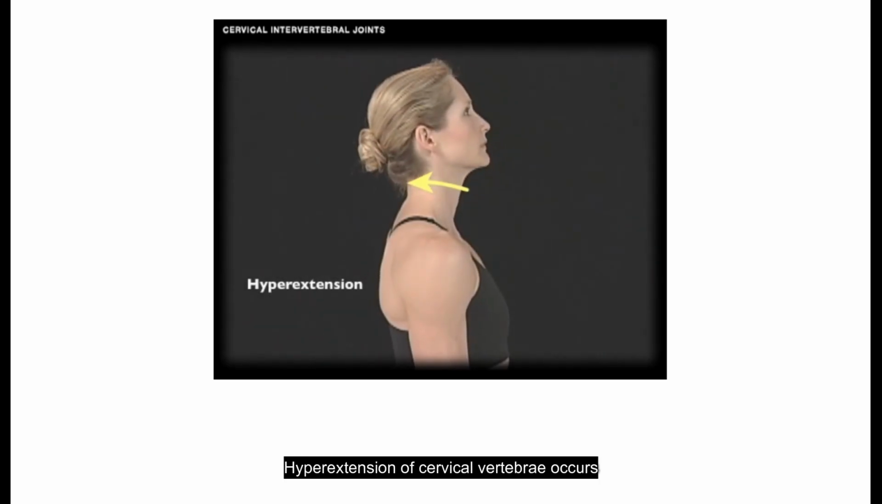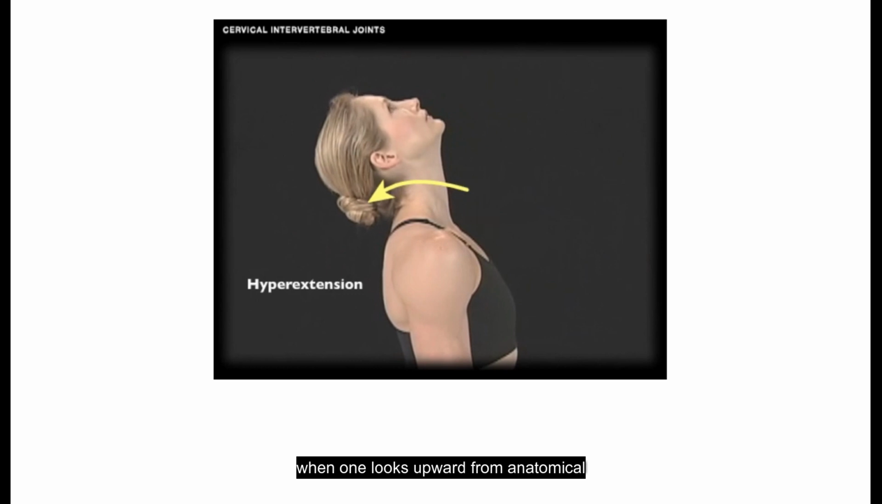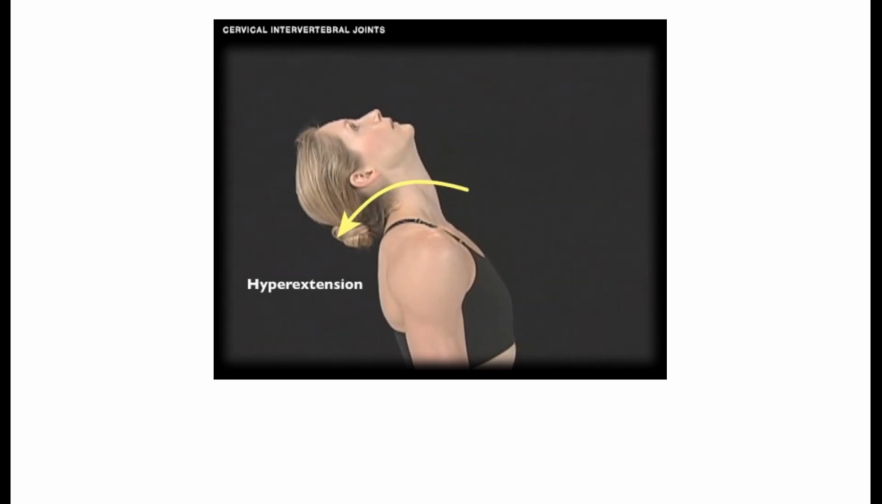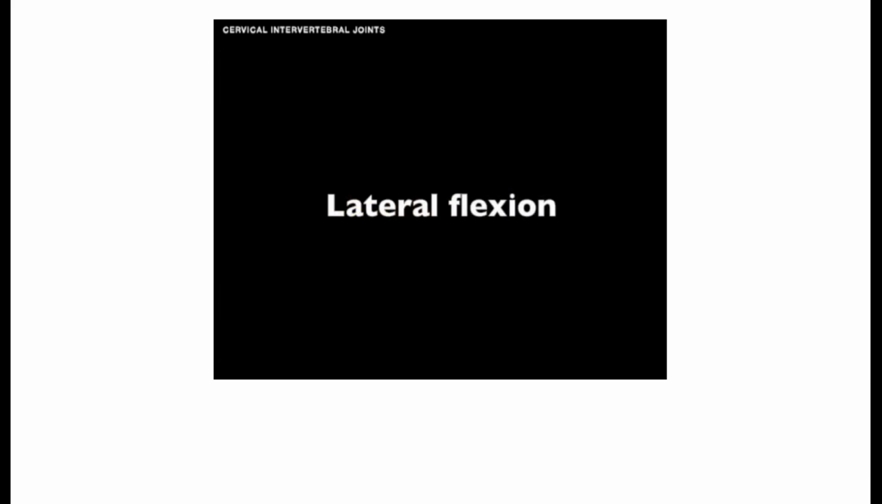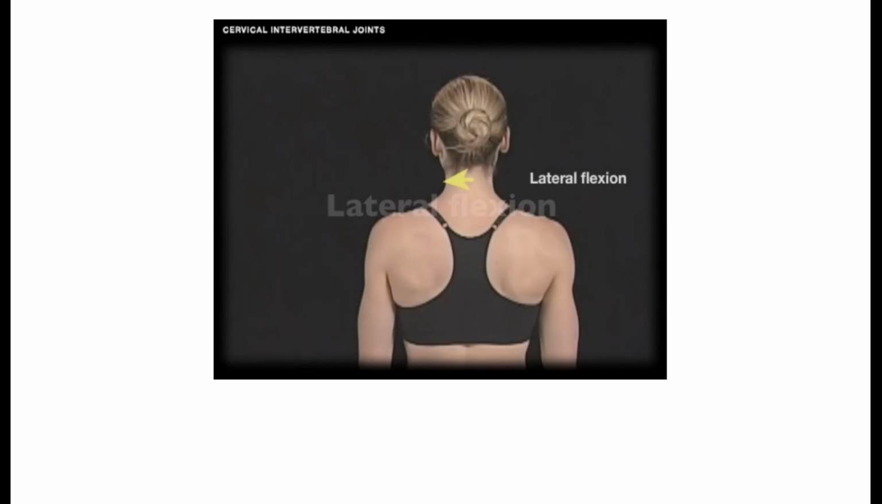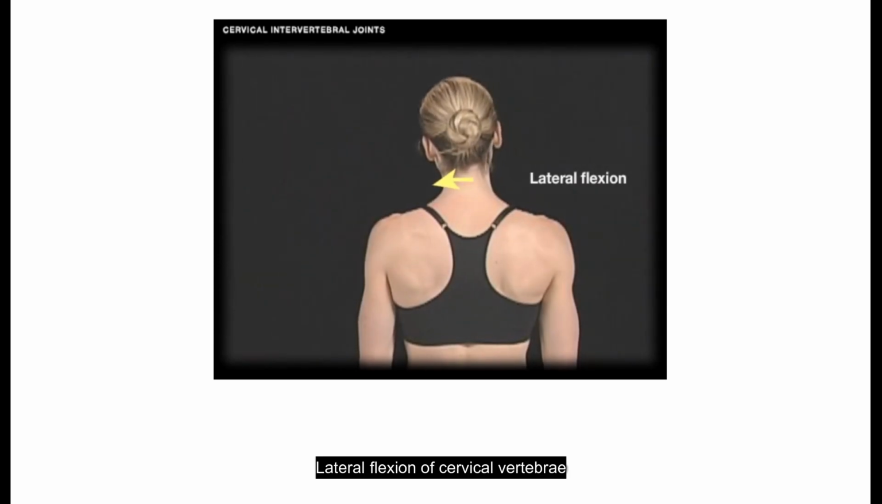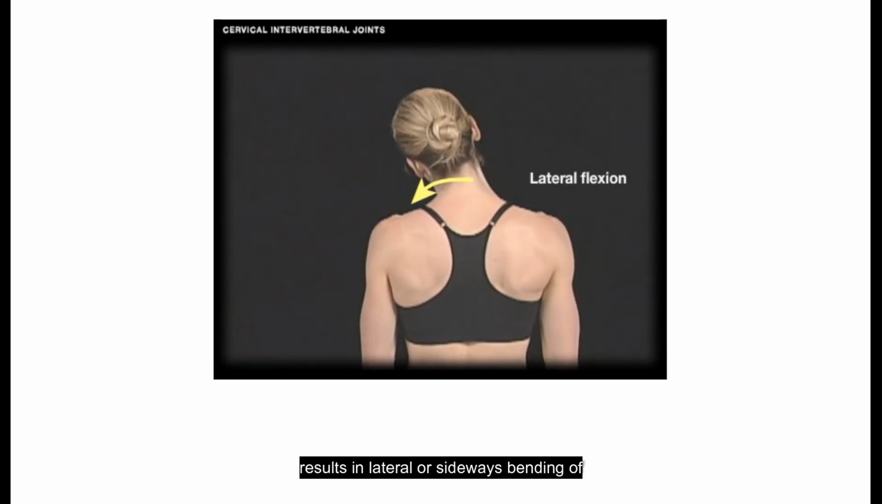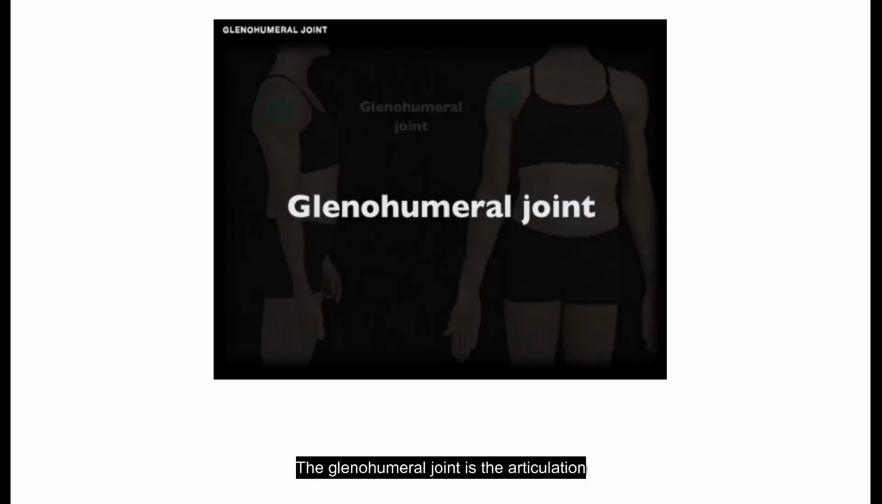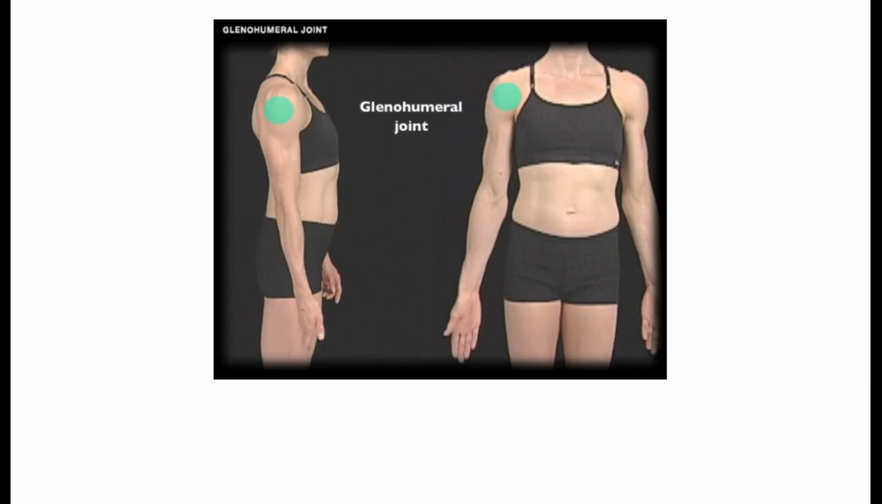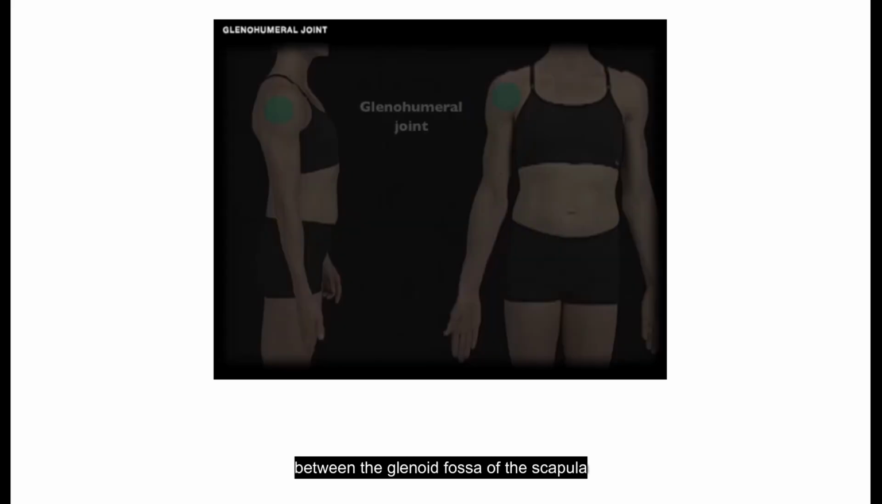Hyperextension of cervical vertebrae occurs when one looks upward from anatomical position. Forceful hyperextension or whiplash may occur in a rear-end car crash. Lateral flexion of cervical vertebrae results in lateral or sideways bending of the trunk and/or neck, for example, as occurs during typical stretching exercises. The glenohumeral joint is the articulation between the glenoid fossa of the scapula and the head of the humerus.